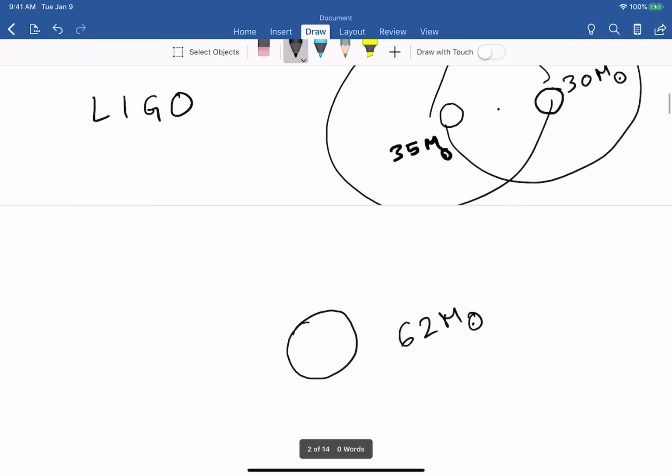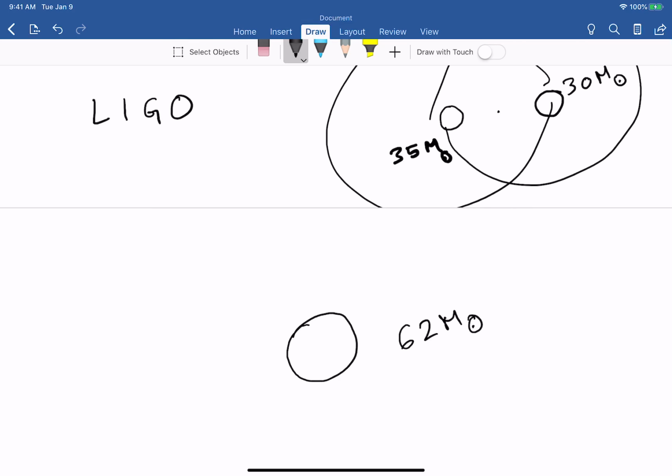All right, so did the math work out? 35 solar masses plus 30 solar masses, does that give us 62 solar masses? The answer is no. There are 3 solar masses missing. What do you think happened to the missing 3 solar masses? The answer is it got converted to energy. You might have heard of the equation E equals mc squared, which tells you the relationship between mass and energy. So 3 solar masses worth of mass got converted into energy as a result of this collision, and that energy spread out in the form of gravitational waves.